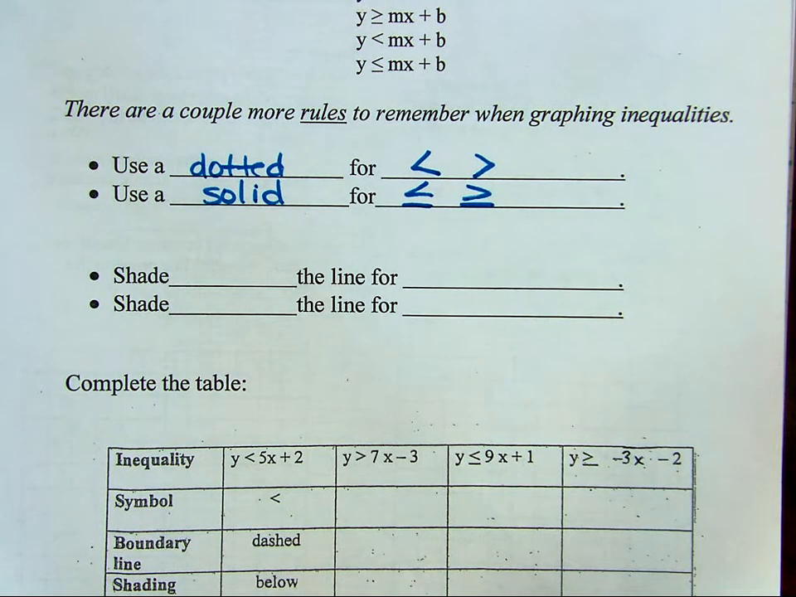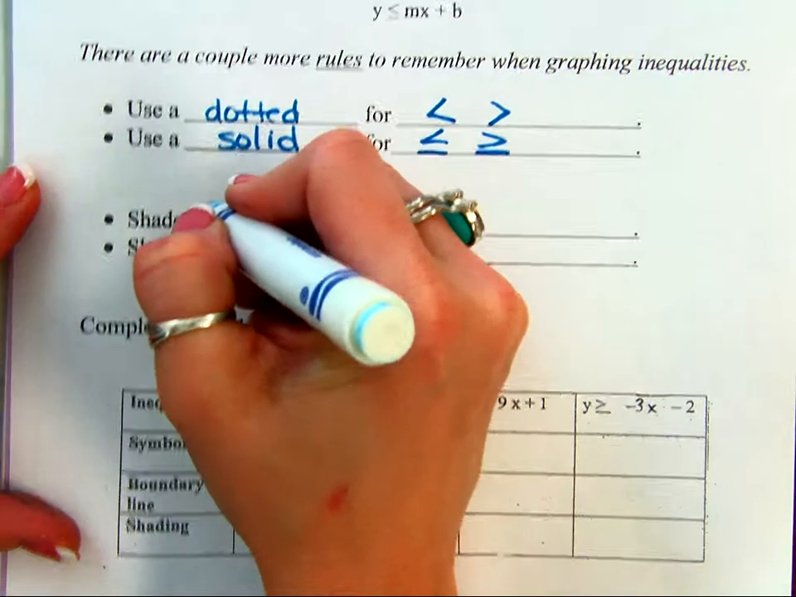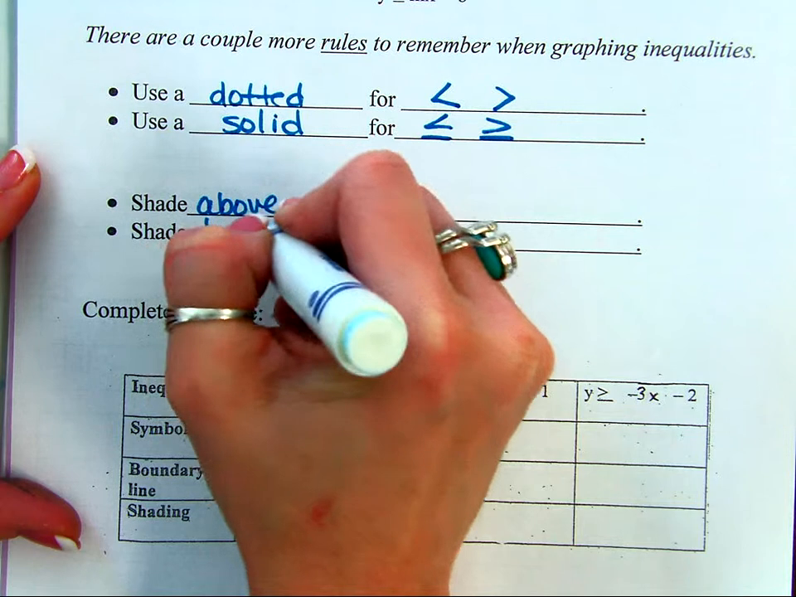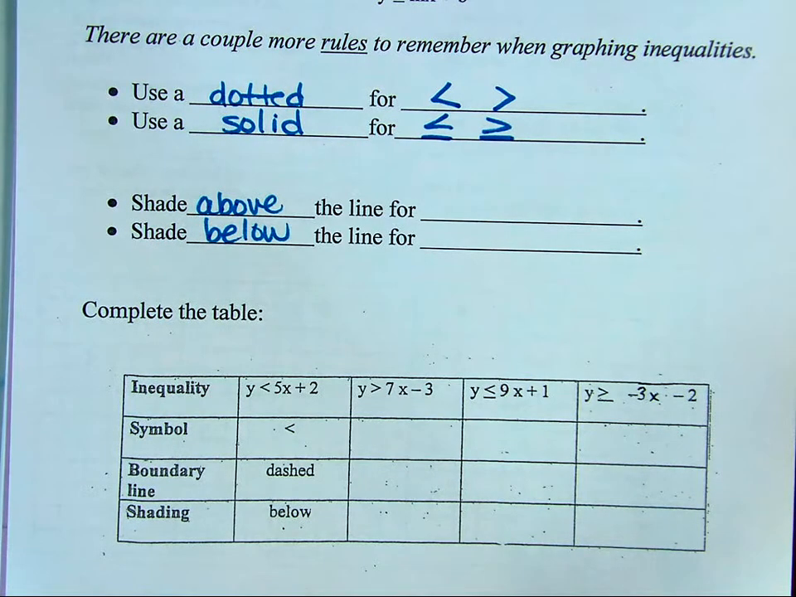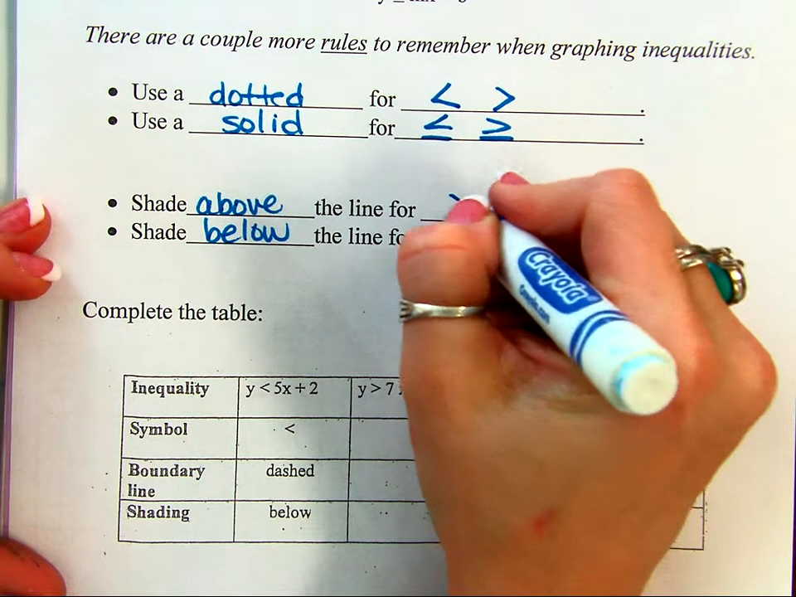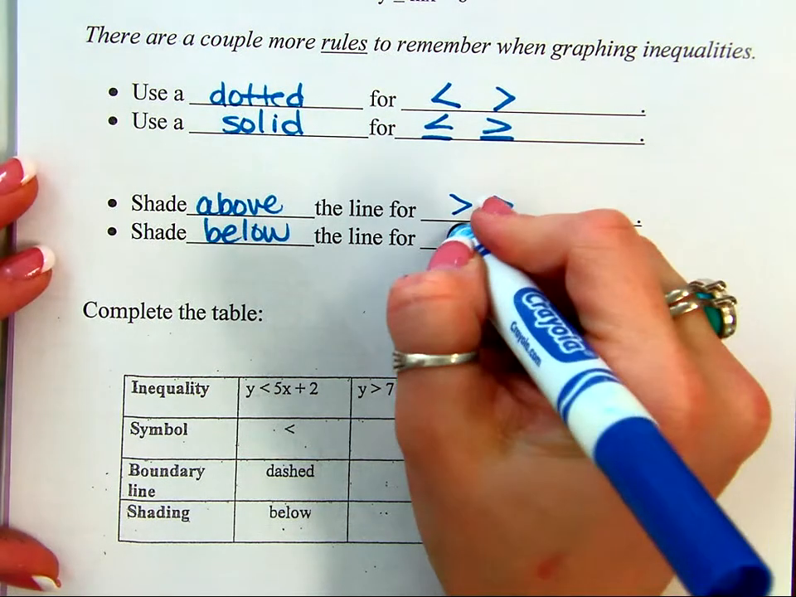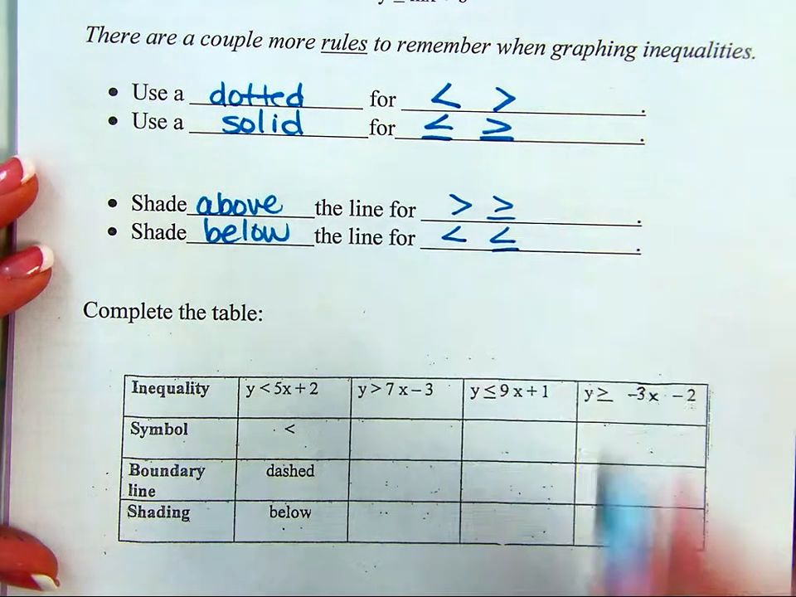So now let's talk about the shading. There are going to be shading areas that are going to either get shaded above it or below it. We're going to do some more problems on it so you can kind of see. So above means the numbers are getting greater. So we're going to shade above for a greater than or a greater than or equal to, correct? Which means then that our less than will be the below. Less than or equal to.